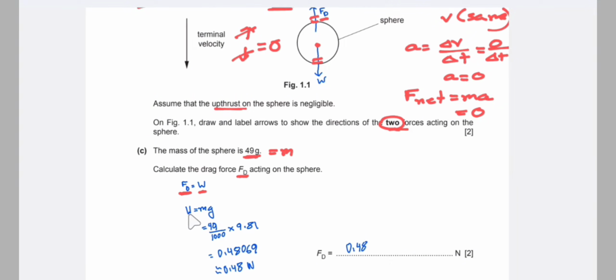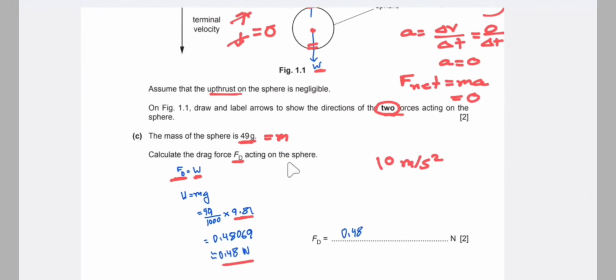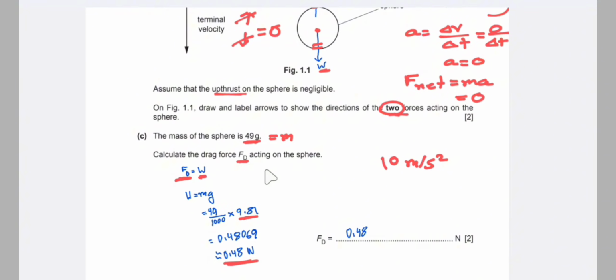By using weight is equal to mass times gravitational field strength, with 49 gram, we must convert 49 gram to kilogram, that is 49 divided by 1000 kilogram, times 9.81. That is the gravitational field strength. You have to remember that the gravitational field strength for physics is 9.81, and for mechanics it is 10 meter per second squared. So by using the equation, we calculate the value of weight. Since weight is equal to drag force, therefore the drag force is 0.48 Newton.